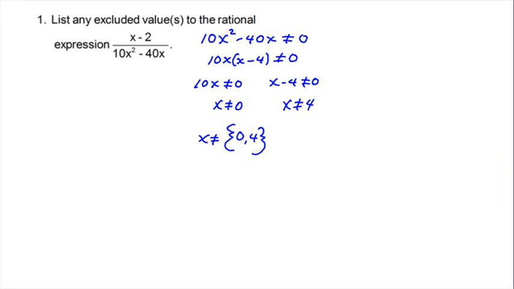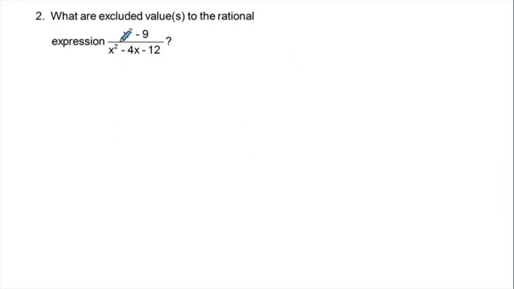Okay, next, problem 2. What are excluded values to this rational expression? X squared minus 9 over x squared minus 4x minus 12. And again, as number 1, we set our denominator, x squared minus 4x minus 12, to not equal to 0, and then factoring, and I hope this is factorable. I'm not sure that it is yet.